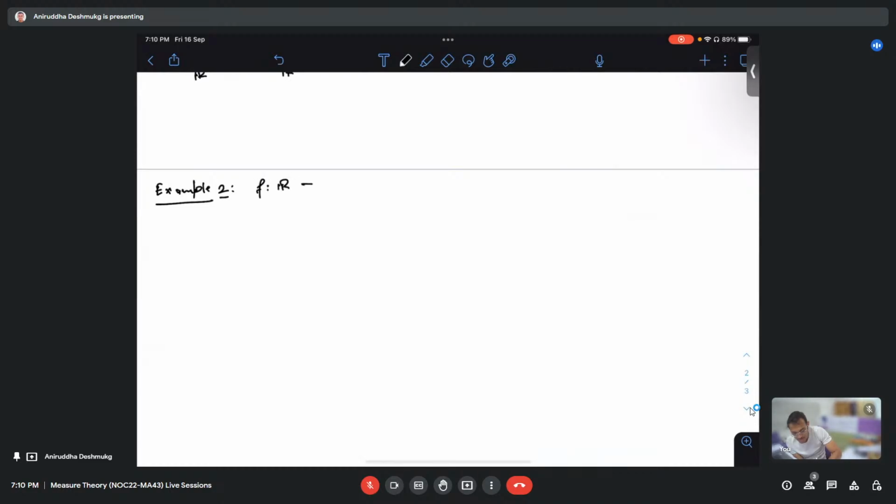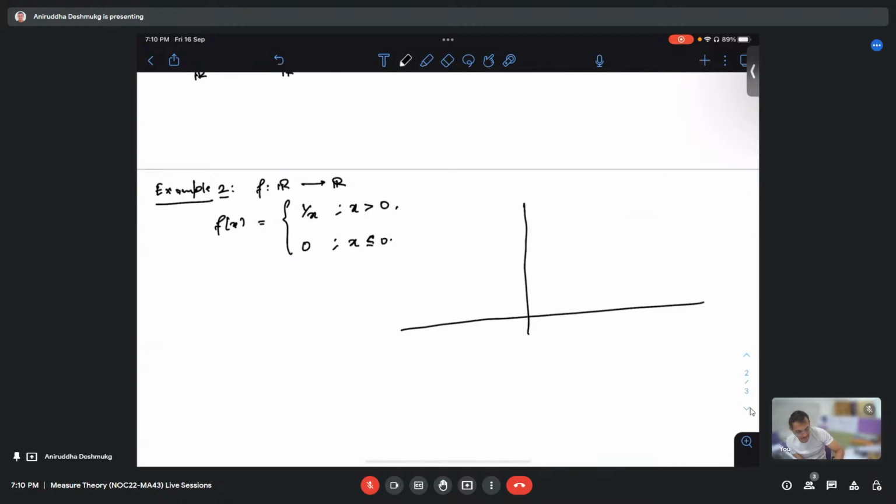So consider f from R to R given by f(x) is equal to 1 over x when x is strictly positive and 0 when x is non-positive. So how does this function look? There are no values below the x-axis, so let us not draw that. For positive real numbers, it goes like this. But for non-positive real numbers, it remains here. The value is 0, including at 0 as well.